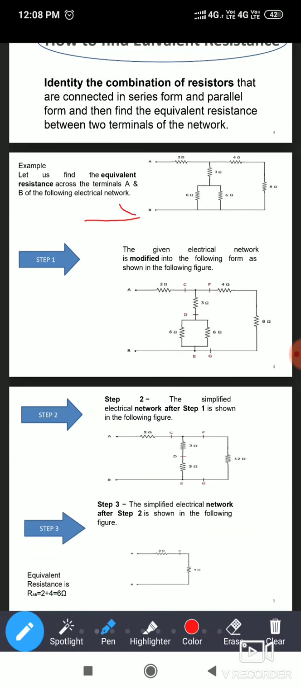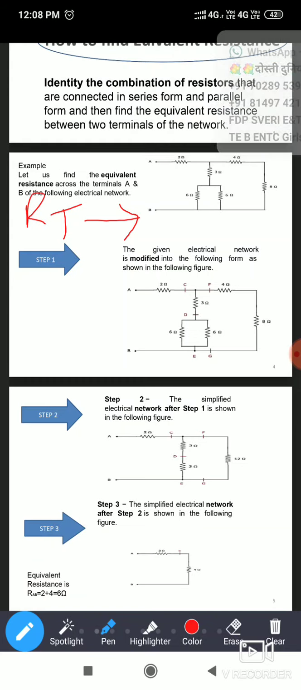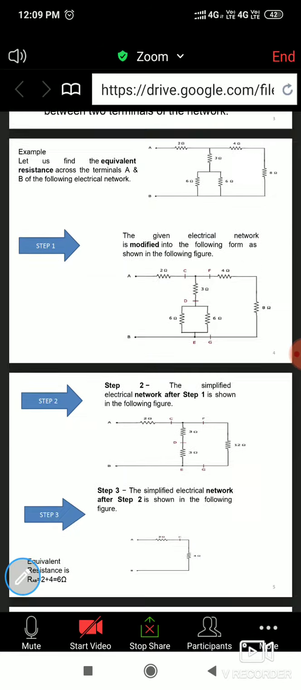Suppose you are finding the equivalent resistance R equivalent, or RT we can say, total resistance. When you are observing between two terminals A and B, you have to start to calculate in the opposite direction. That we have already seen with this example. After completion of this PPT, we will solve some problems based on the equivalent resistance.